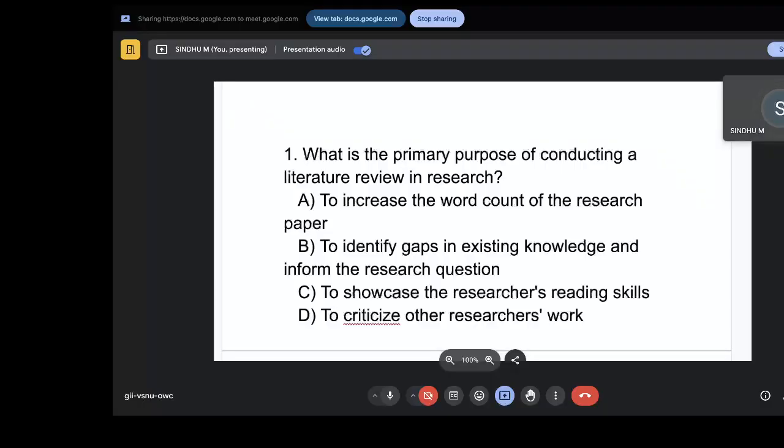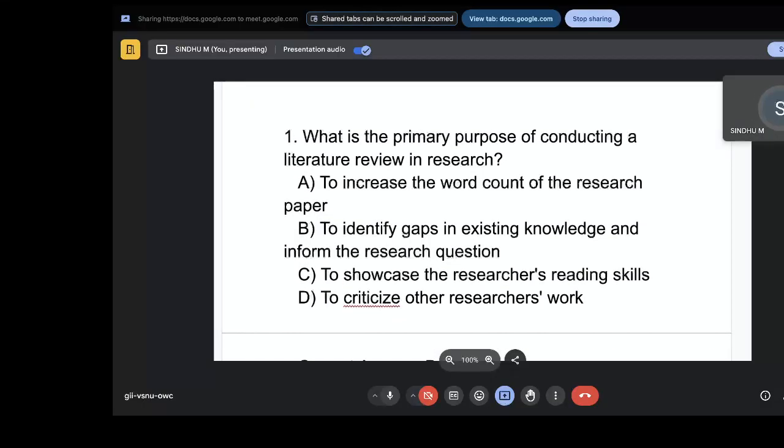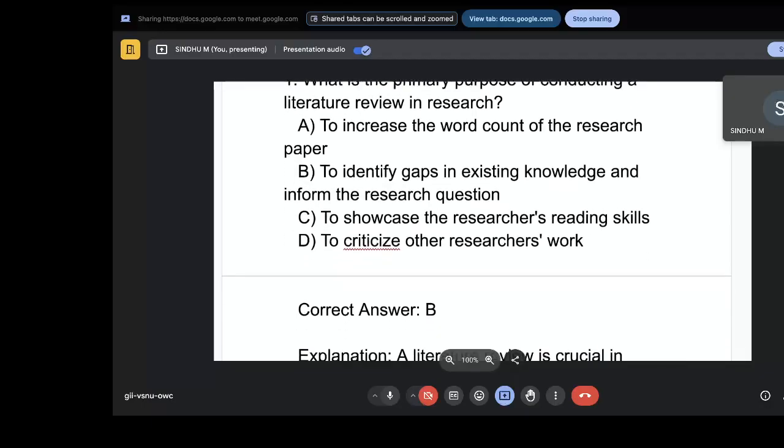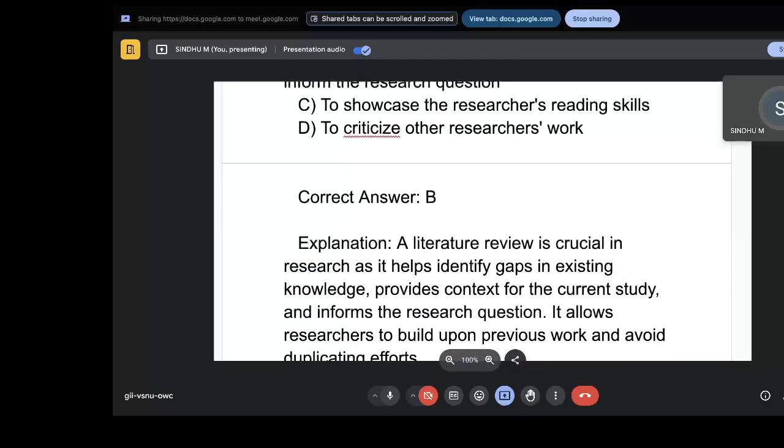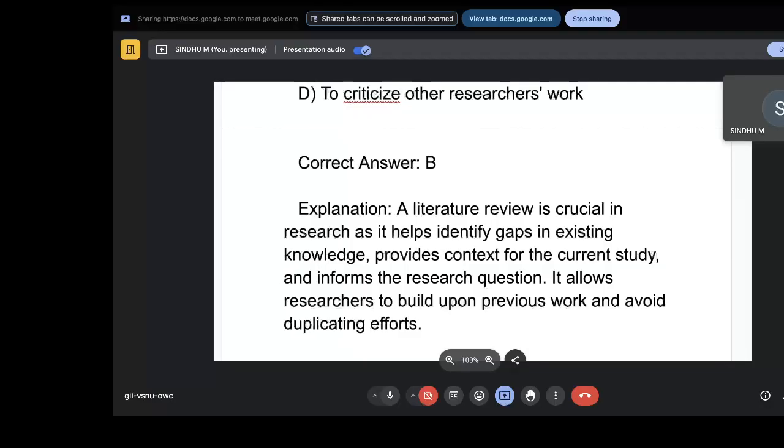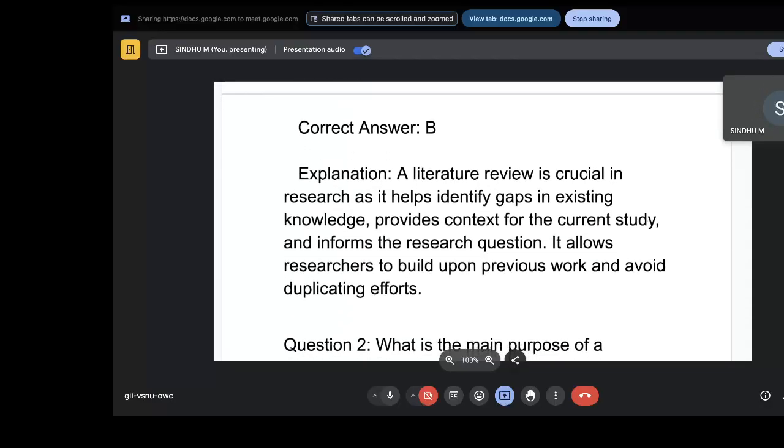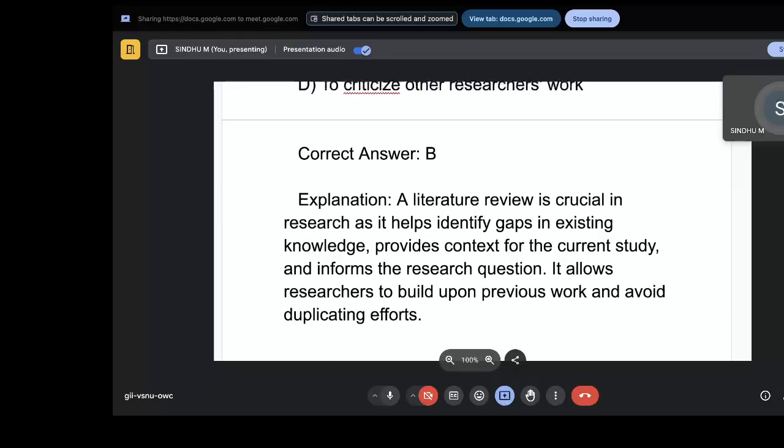Yes, that is correct. The primary reason is to see what has already been found and what are the missing gaps that are there. So that is the main reason for conducting a literature review. So the correct answer is option B. If there are no doubts, then we can go to the second question. I hope the first one is clear to all. Let's move on to the second one.